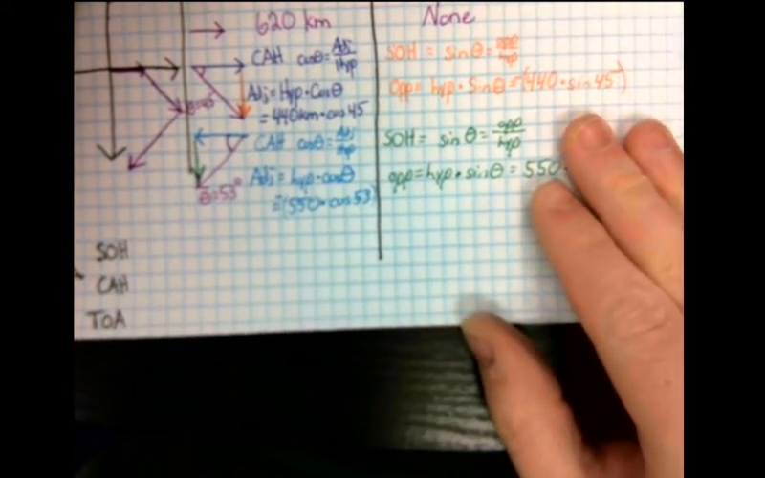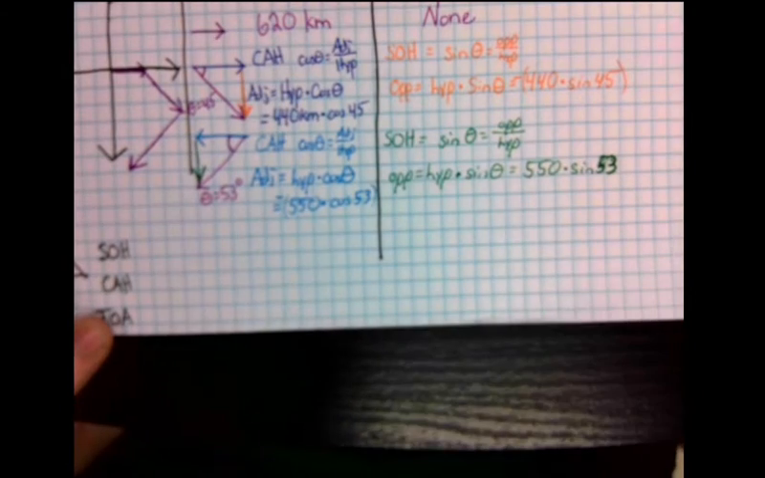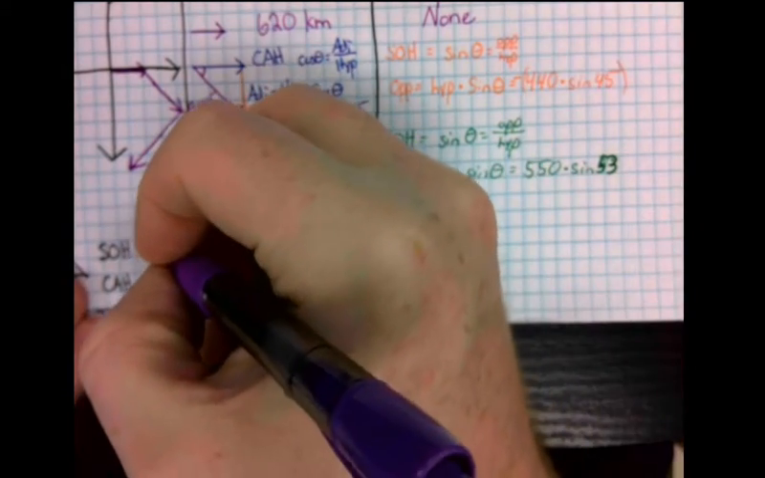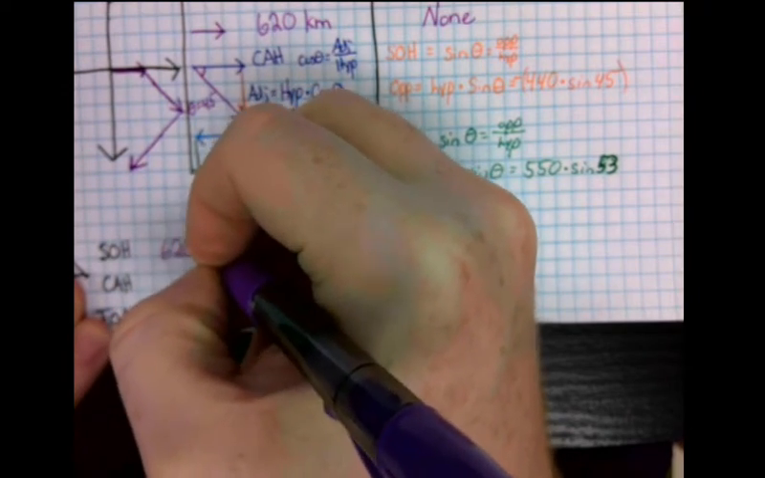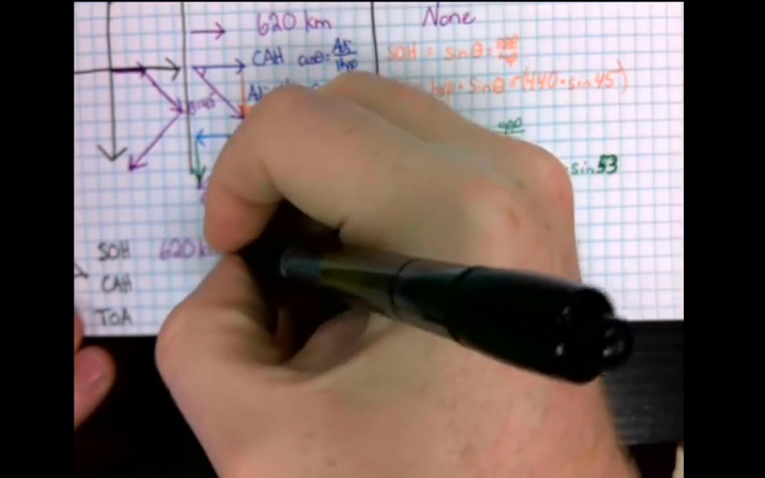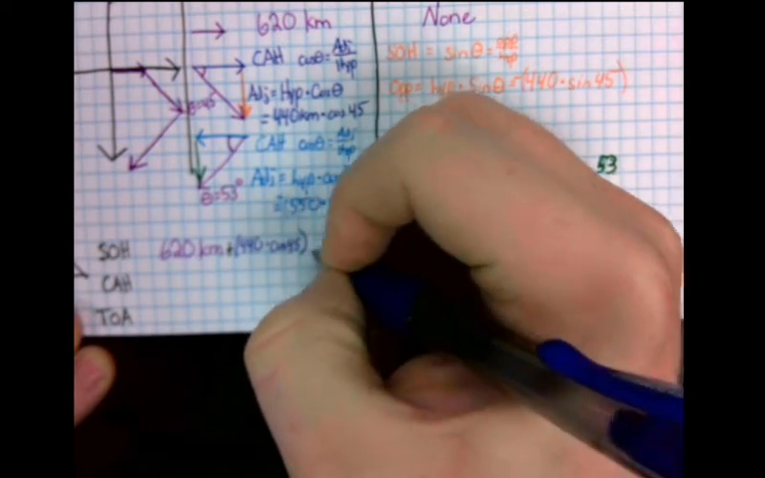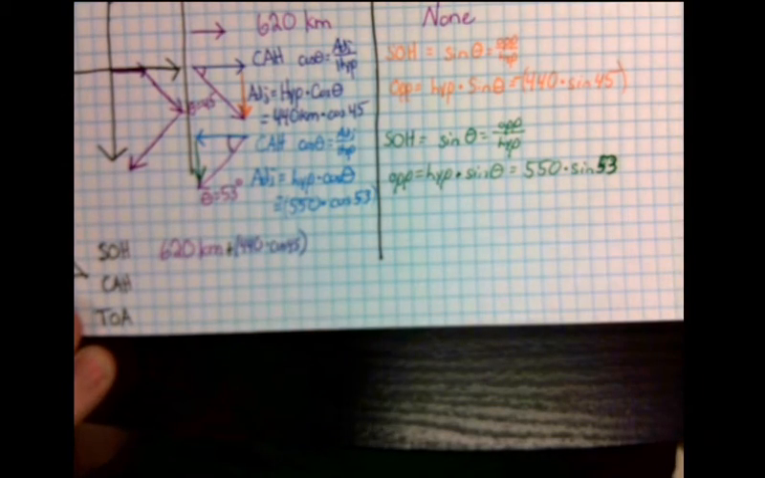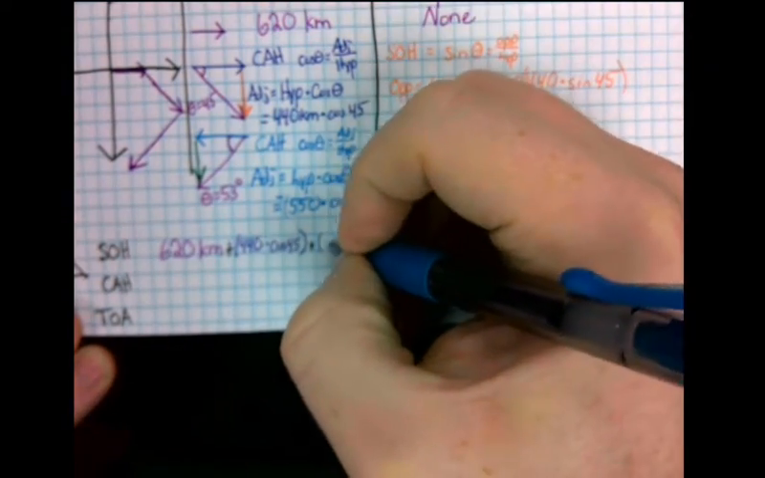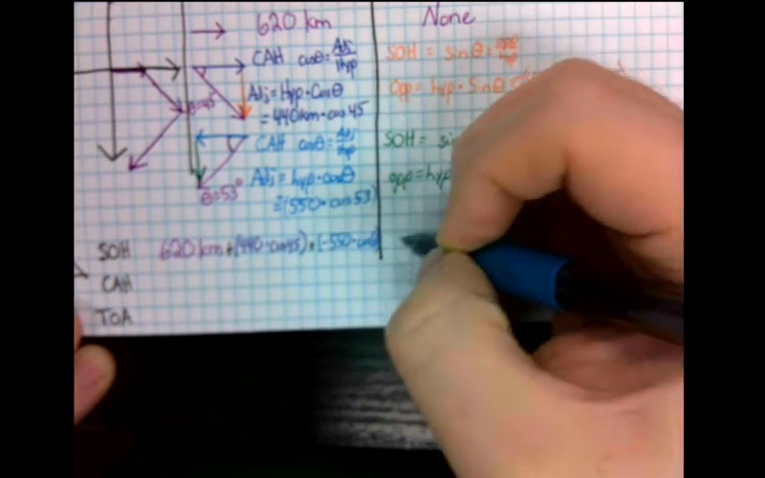So now, if we want to actually know each of the pieces of information that we've got here, we're going to need to add them together. So I've got 620 kilometers. That's from my very, very top piece. Plus, my next piece is 440 times cosine 45. And then plus negative 550 times cosine 53.